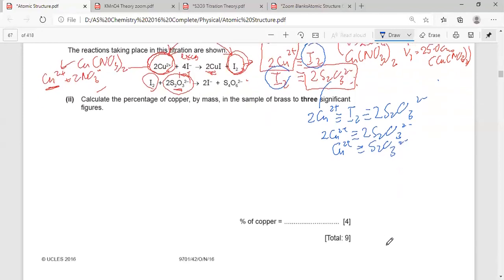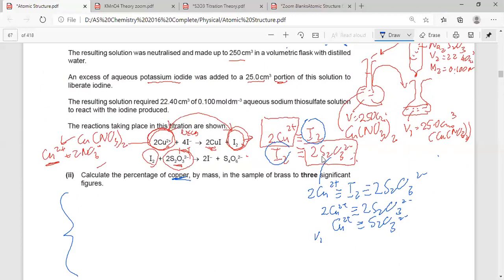Now they didn't tell you what to do. They ask for the percentage of copper by mass. So now I want to find, in the titration, what's the volume of copper solution used? Go back here. So V1 is equal to 25 cm3.